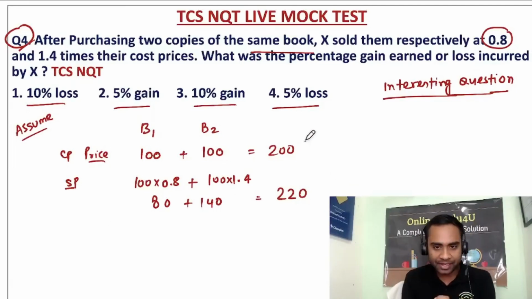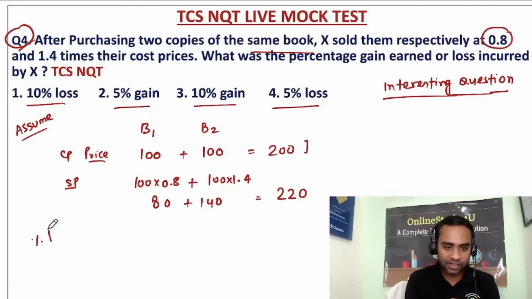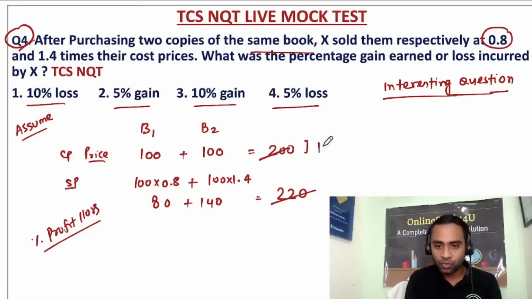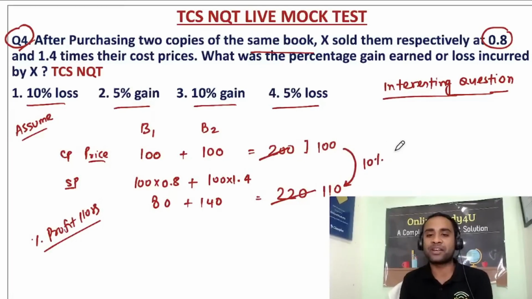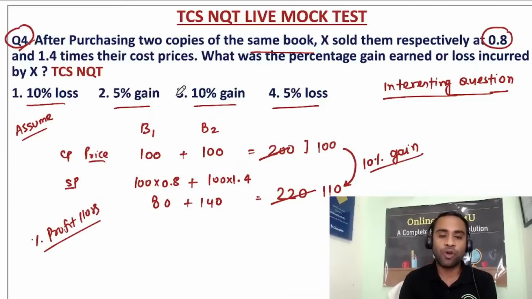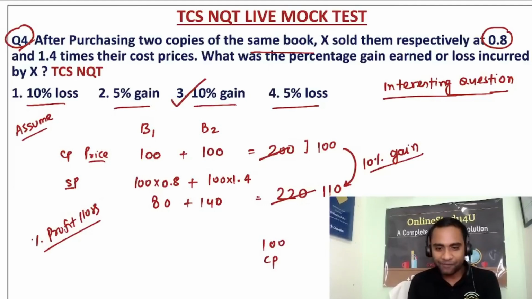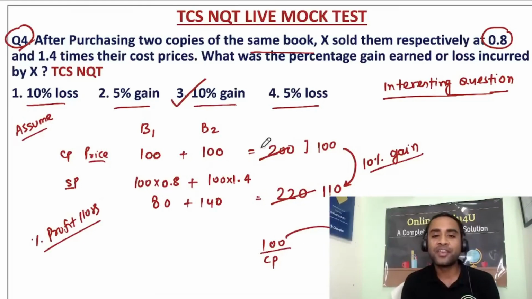See, if you are calculating percentage profit or percentage loss on 100, then it is very, very easy. So I will divide both of them by 2. Then it will become 100 and 110. Then I can directly say, sir, the profit is 10%, a 10% gain. So option 3 will be the correct answer. Always remember, if your cost price is 100 and your selling price is 112.5, then you can say the profit is 12.5%. If your base is 100, then you can directly tell. Here it was 200.